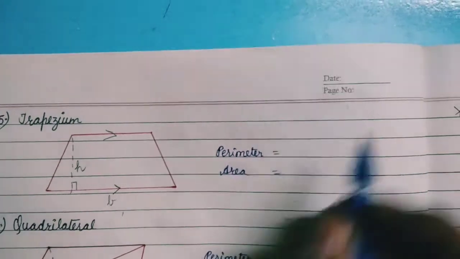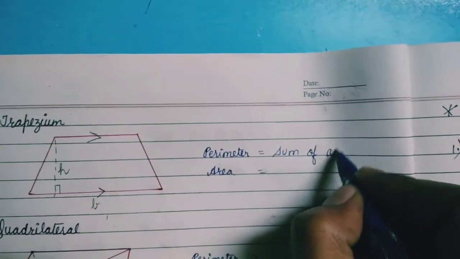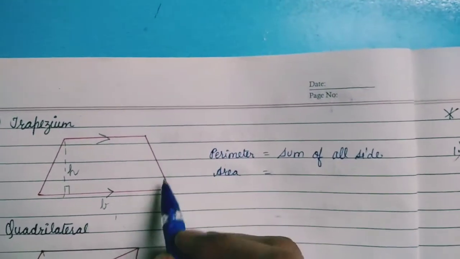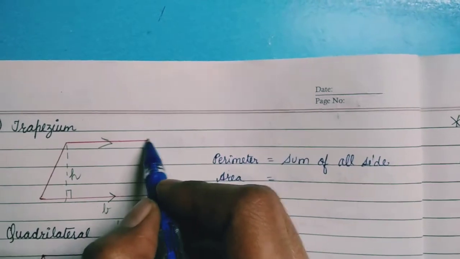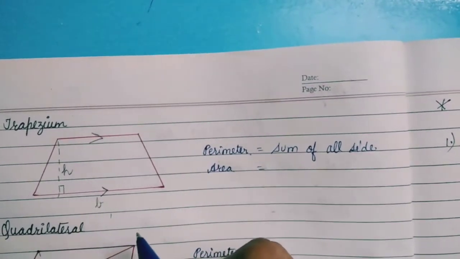So its perimeter is simply the sum of all sides. Perimeter means the boundary of the figure. Simply we can add the length of this side with this and with this, and we can get the perimeter of the trapezium.